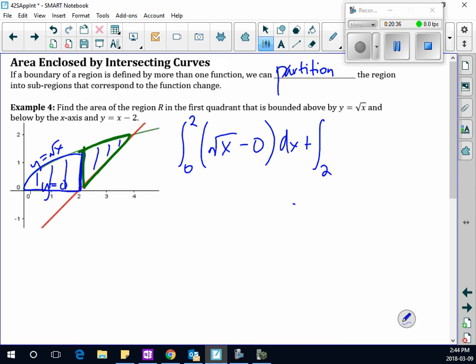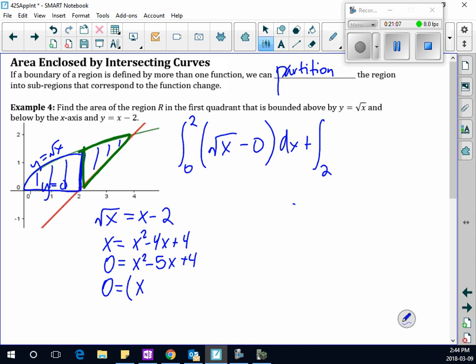And then how would we figure out that it ends at 4? Set them equal to each other. So the square root of x equals x minus 2. How do we solve this? Square both sides, we get x equals x squared minus 4x plus 4. Hopefully we know that we have to FOIL there. So 0 equals x squared minus 5x plus 4. So 0 equals x minus 4, x minus 1. Yes? So x, I'm sorry? Yeah, equals 4 and 1.